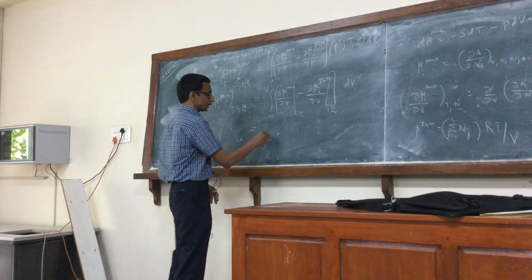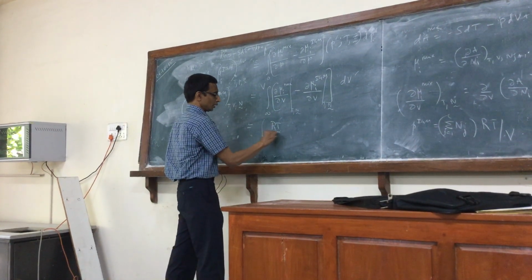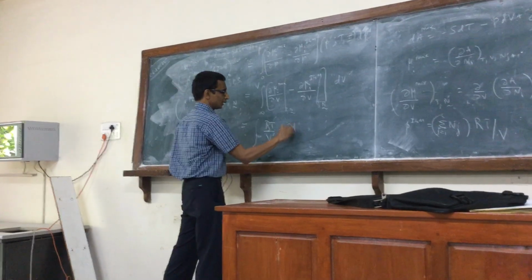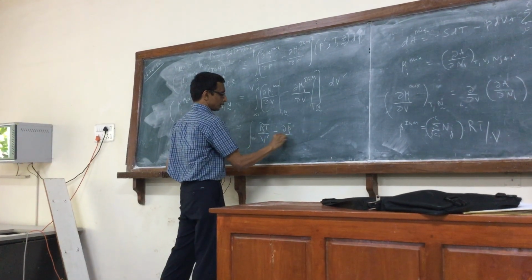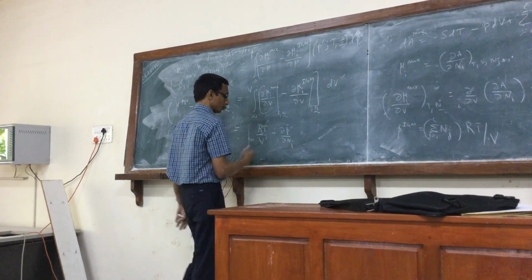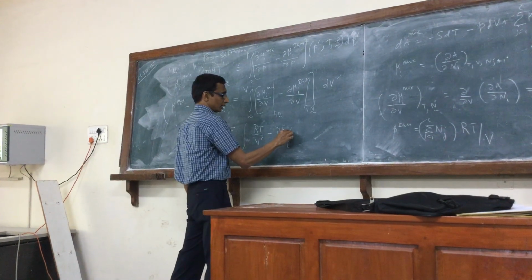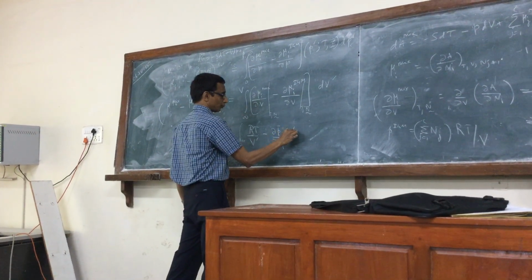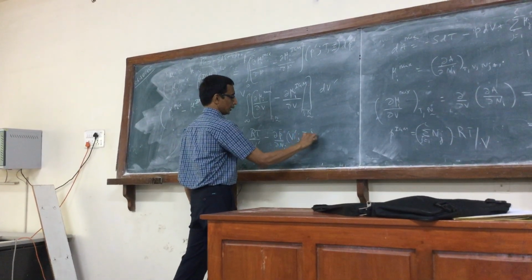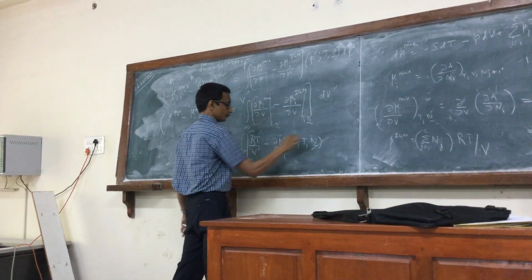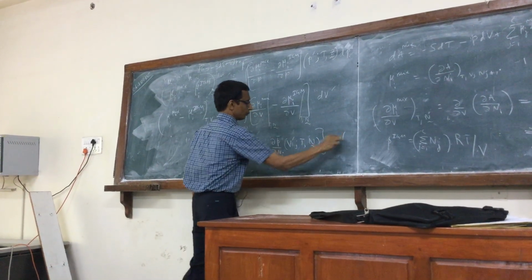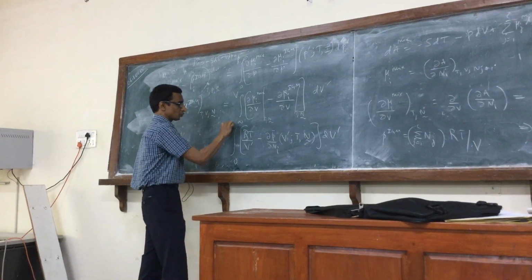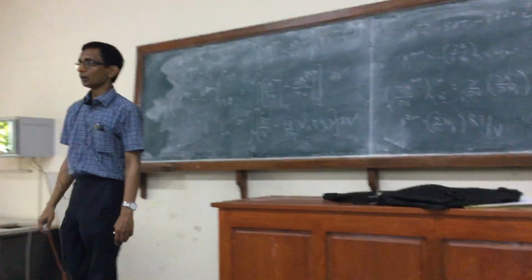So if I rewrite this as RT by V prime minus dP by dNi, I will make this explicit. Expressed as a function of V prime, T and N, integrated over dV prime from infinity to the actual volume of the mixture.